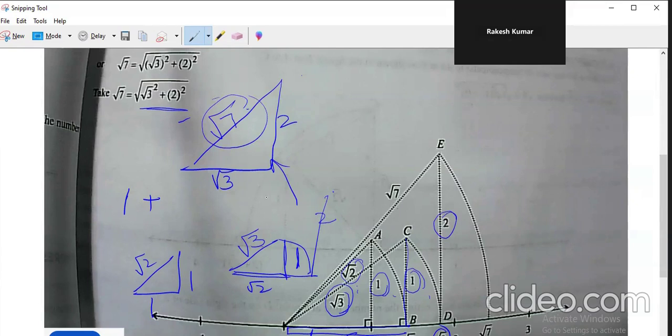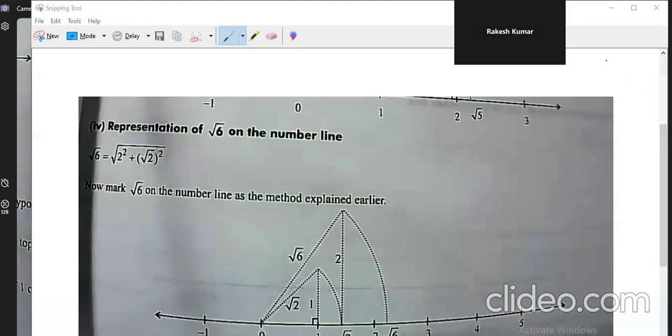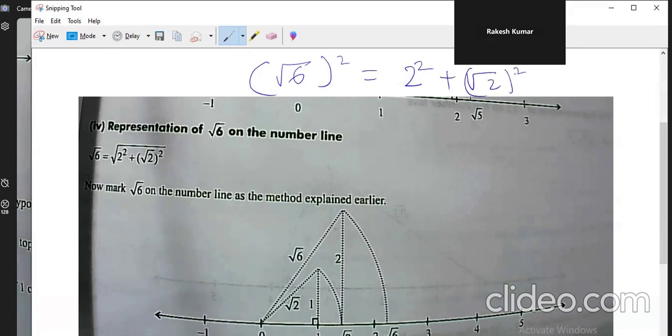So first step is 1 and 1, get root 2. Then make 1 on this, get root 3, then make 2 on this. So this is one way. Then there's another way. Suppose I draw root 6, it can be written in many ways. You can write root 6 whole square as 2 square plus root 2 square, because this will give you 6, this will give you 4, and this will give you 2.